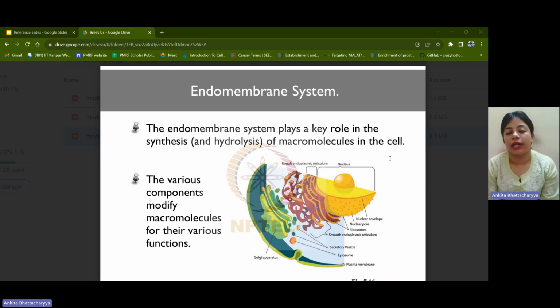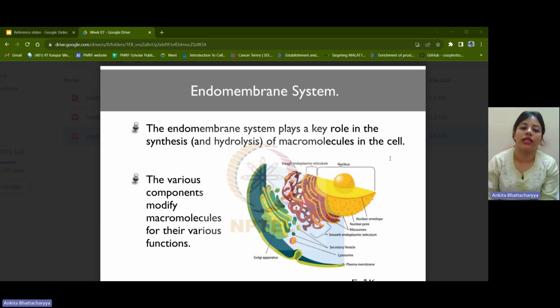Following this, we also looked at the other two types of endomembranous organelles, mainly the lysosome and its job with respect to autophagy or cell digestion. And certainly we looked at the vacuole as well, very briefly.